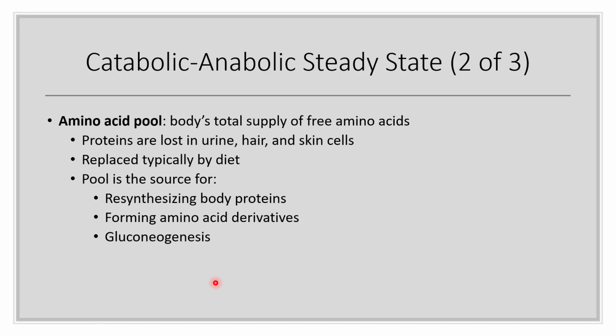The amino acid pool is the total body supply of free amino acids, and we have a lot of it. Proteins are constantly lost in the urine, in the hair, and in skin cells, and typically we replace that solely from the food that we are eating. The amino acid pool is our source for resynthesizing body proteins and forming amino acid derivatives and glucose. We need these amino acids to form glucose through gluconeogenesis.